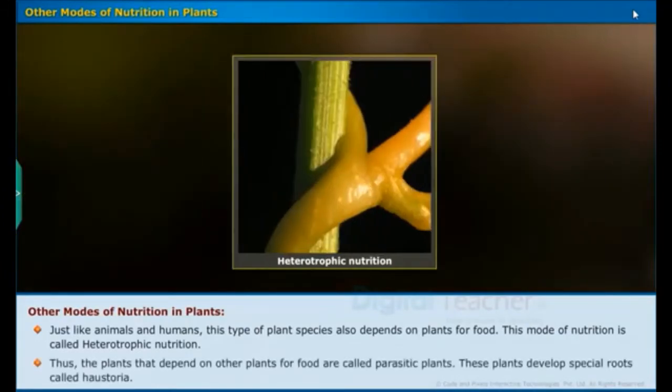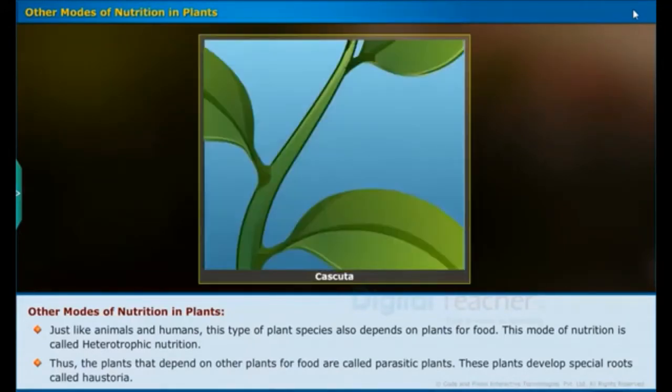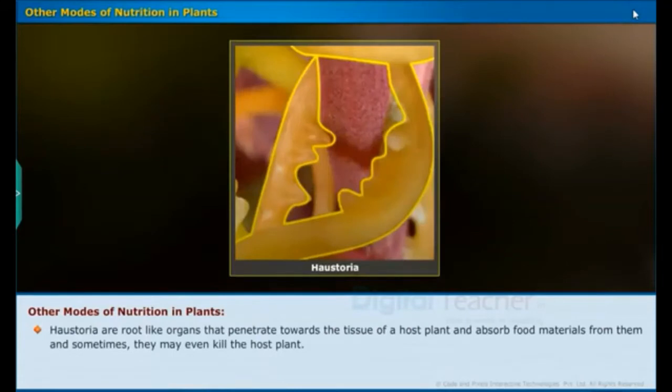Thus, the plants that depend on other plants for food are called parasitic plants. These plants develop special roots called haustoria. Haustoria are root-like organs that penetrate towards the tissue of a host plant and absorb food materials from them, and sometimes they may even kill the host plant.